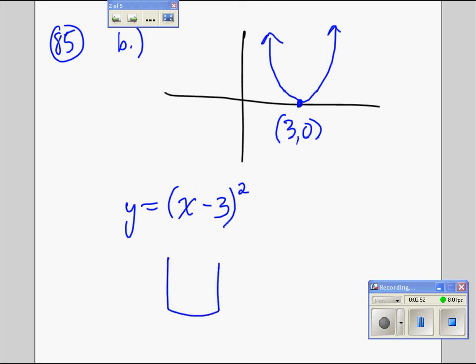If you wanted to, you could put this into a generic rectangle, x minus 3, and multiply it all the way out. You would get x squared minus 6x plus 9.